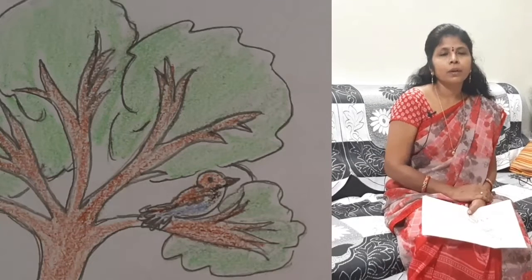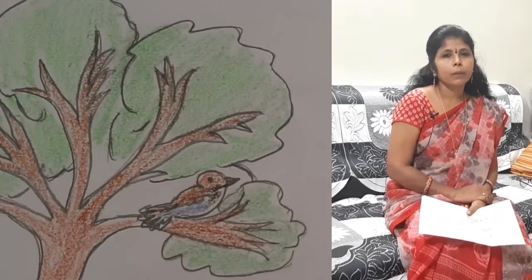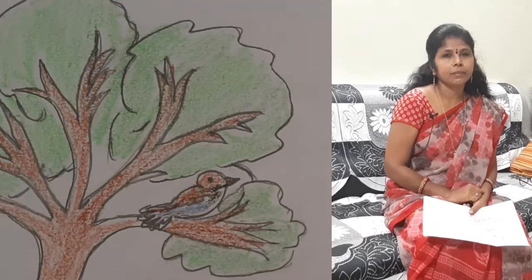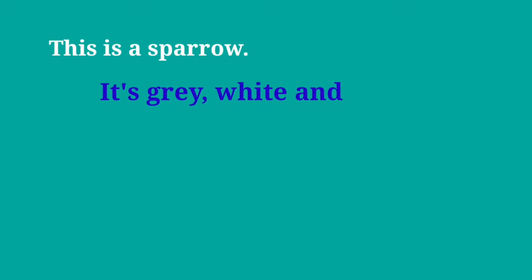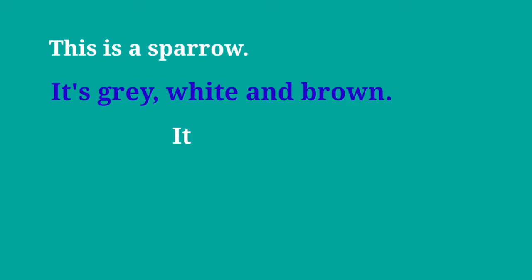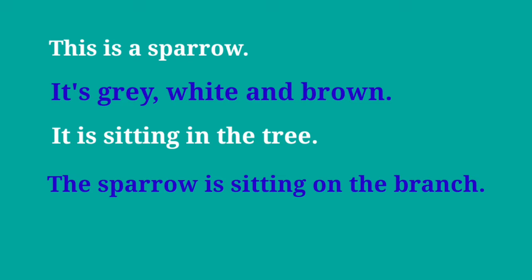Next one. What is the color of the bird? Where is the bird? And what is that bird doing? This is a sparrow. It's grey, white and brown. It is sitting in the tree. The sparrow is sitting on the branch. It is thinking. You can add more sentences if you want.